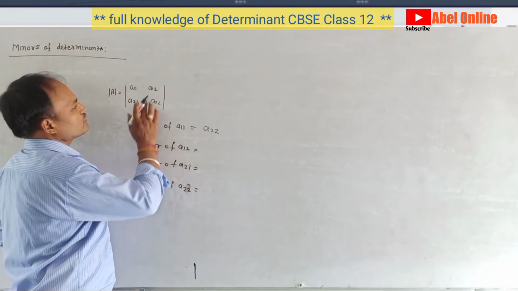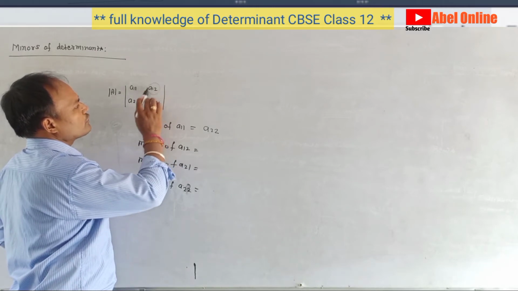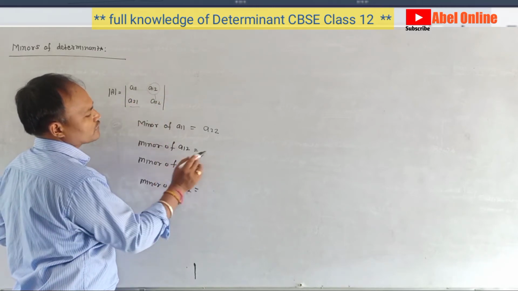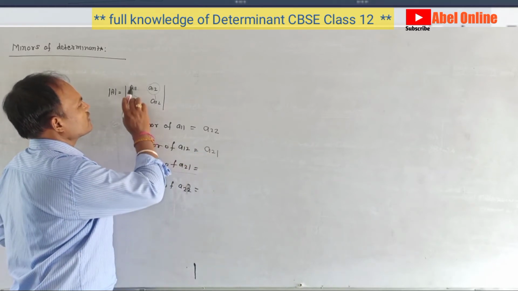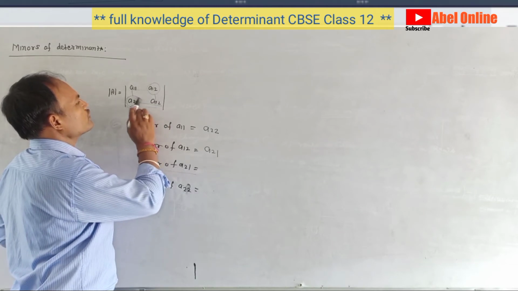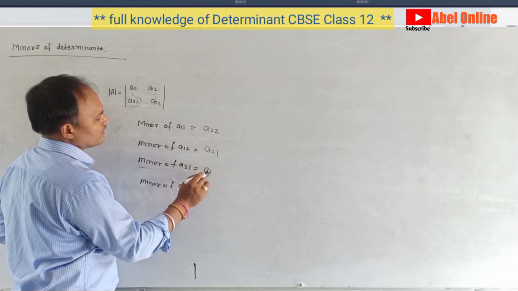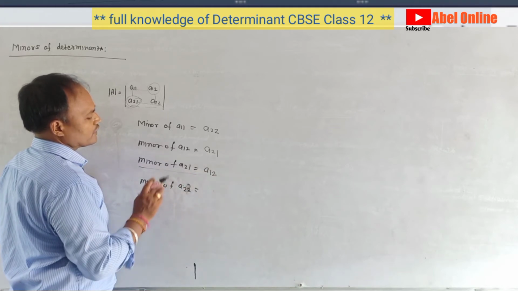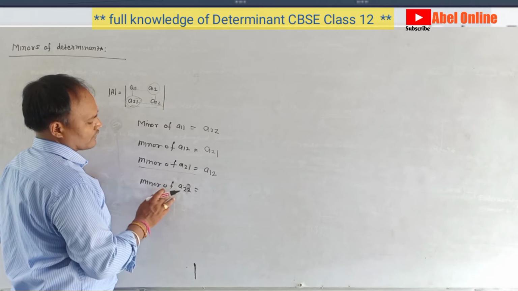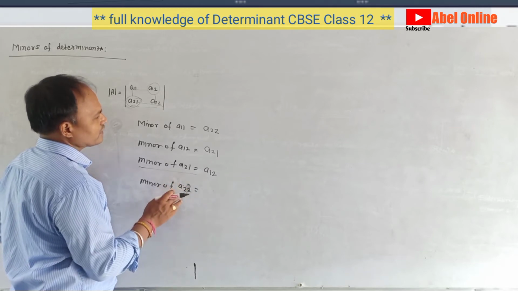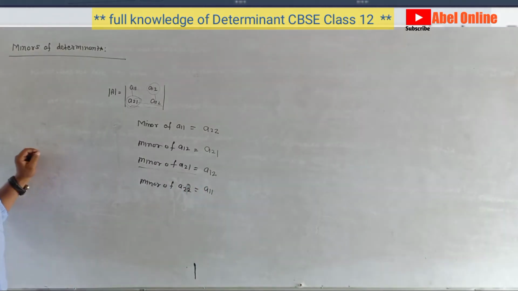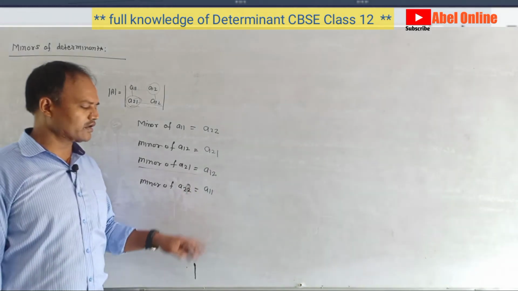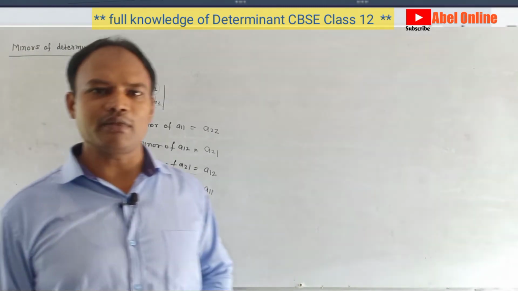For A12, just eliminate its row and column, so the remaining part is A21. Minor of A21 means eliminate the row and column of A21, so it is A12. Minor of A22 is A11. So students, the minors of A11, A12, A21, A22 are A22, A21, A12 and A11. By this way we can find the minors.